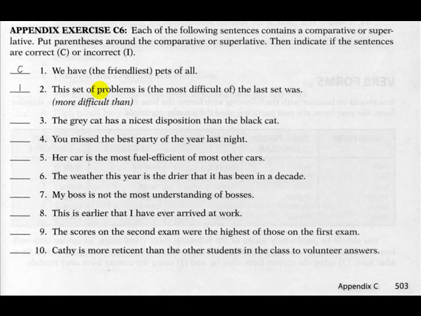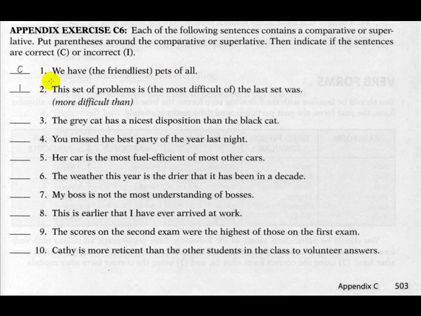Here we have some exercises that you can do as practice. They give you two of them that are done. One of them is marked with a C, which indicates that it is correct, and the other one, number 2, is marked with an I, and this set of problems and so forth. And the superlative or comparative is in brackets.